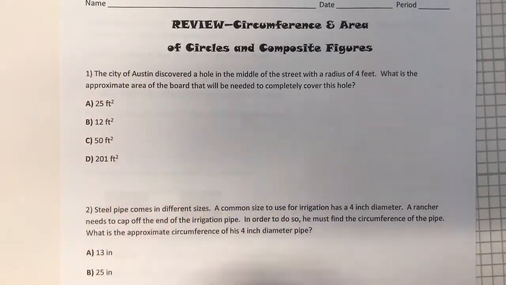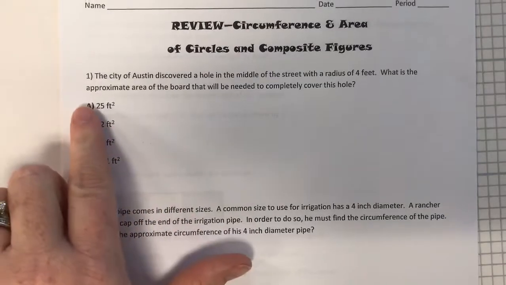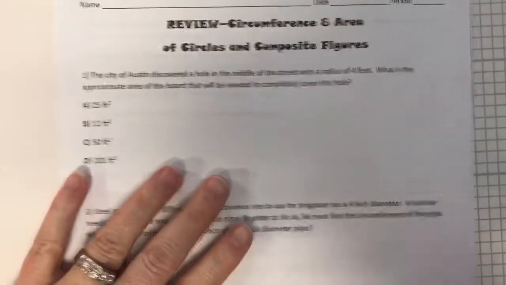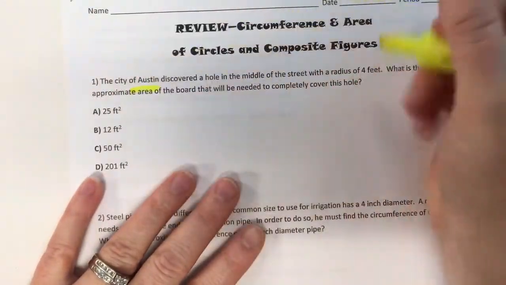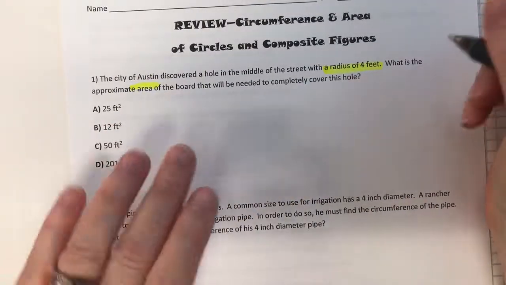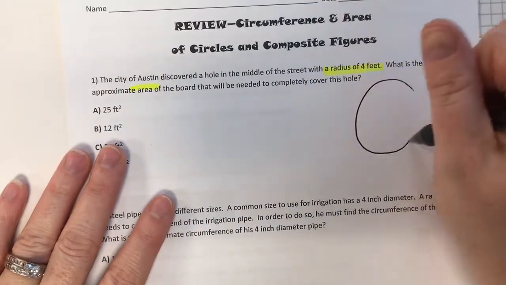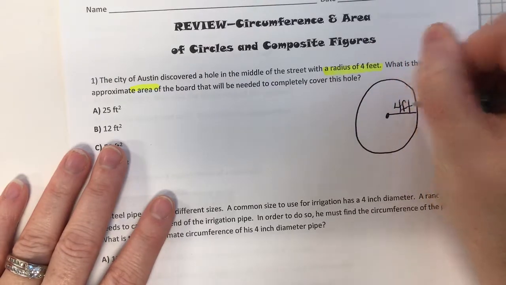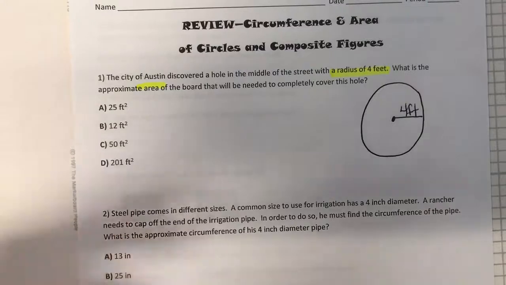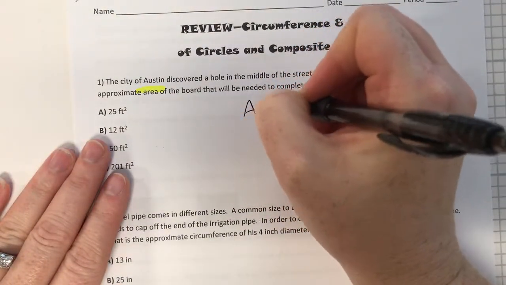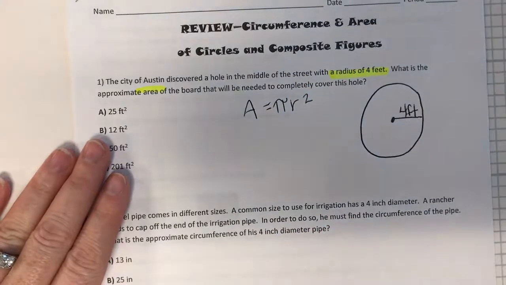It says, the city of Austin discovered a hole in the middle of the street with a radius of 4 feet. What is the approximate area of the board that will be needed to completely cover this hole? So it asks for area, it tells us area, and it tells us a radius of 4 feet. So I want you to highlight those 2 specific things, and then I want you to draw a circle with the radius and label it 4 feet. So when you come back to here in a minute, you'll kind of remember. And then I want you to write the area formula, which is area equals pi r squared.